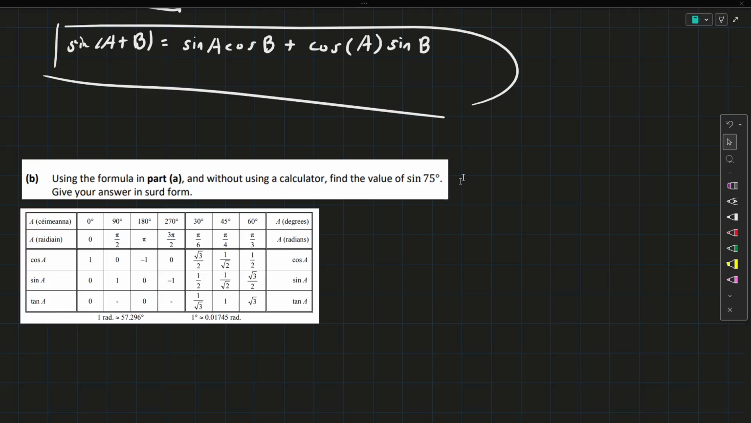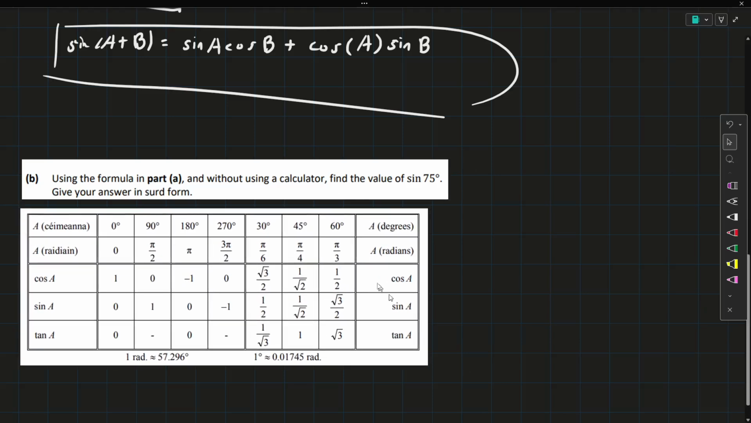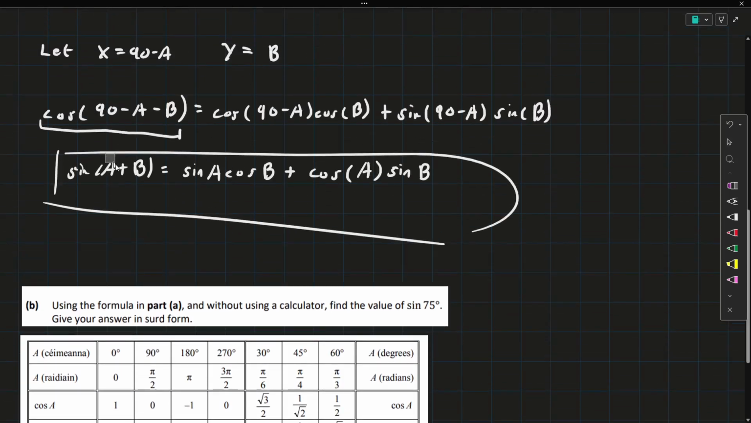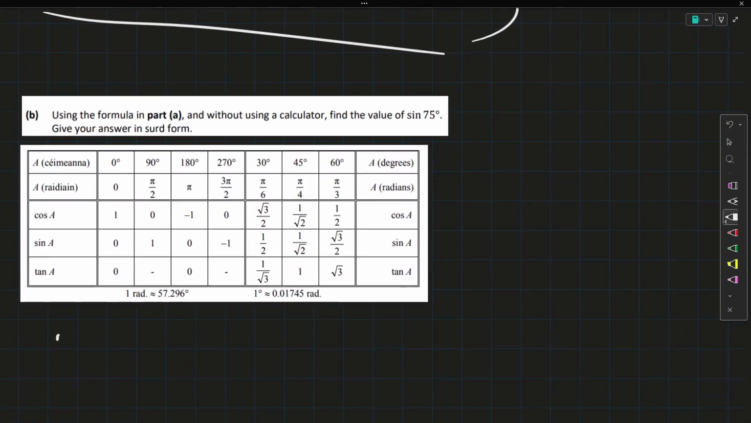Then we're told to find the value of sine of 75 without using a calculator. So the idea is we're given what sine of certain values are in the formula and tables booklet. So how could we make 75 out of those using a plus b, remember? Well, 30 and 45 would work, okay? So instead of saying sine of 75, we would like to use the formula. So we can say that's sine of 30 plus 45.